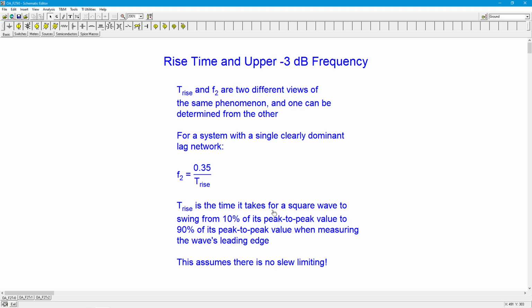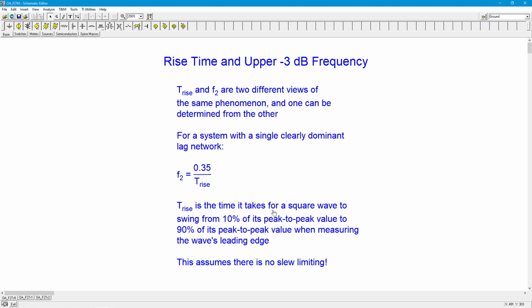We typically do this on the waveform's leading edge, but you could also do it on the falling edge, in which case we call it the fall time instead of the rise time. For the kind of amplifiers that we're using, those would be the same number, all right? So you could do it either way, but typically we do it on the rise time.